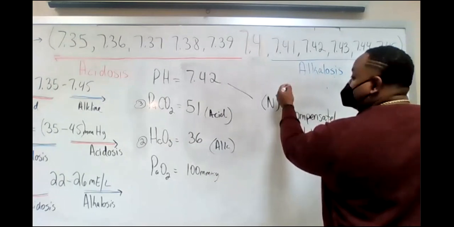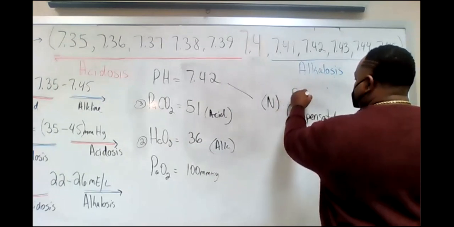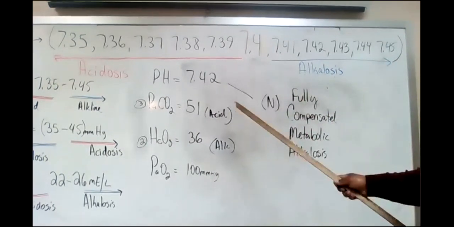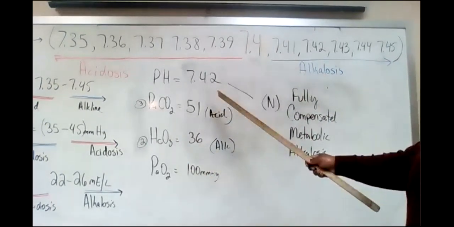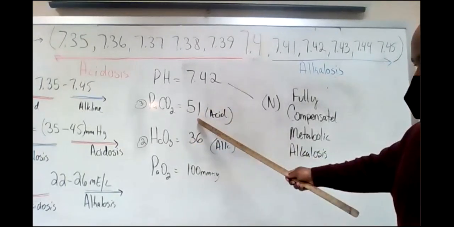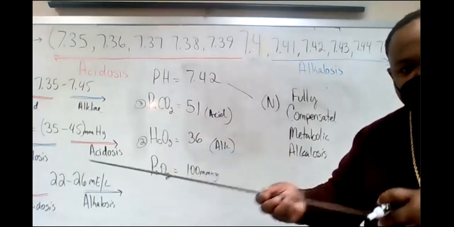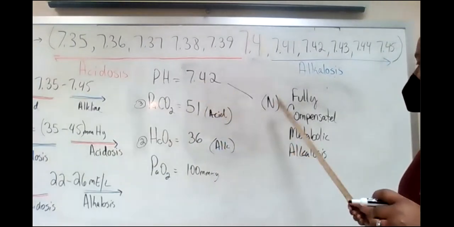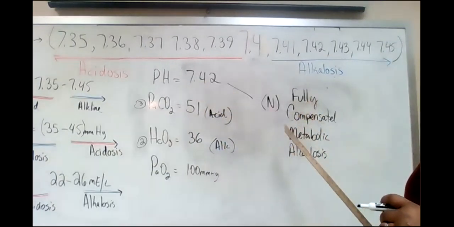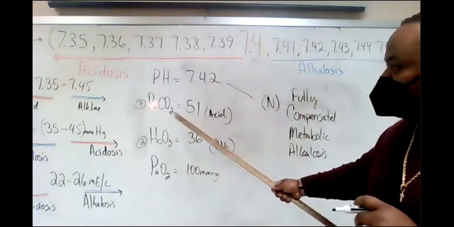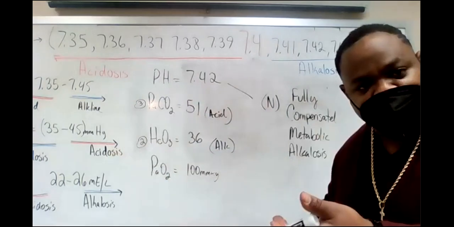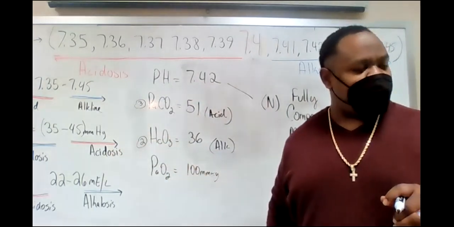Normal. Fully. Full. Oh, fully. Okay. Make sure you study those rules. If the third player's pull was enough to pull pH back into normal range, which we said from the get-go, that means it's fully compensated. If its pull was not enough to get pH back into normal range, it would only be partially compensated. Okay?